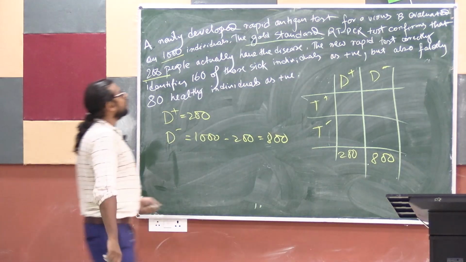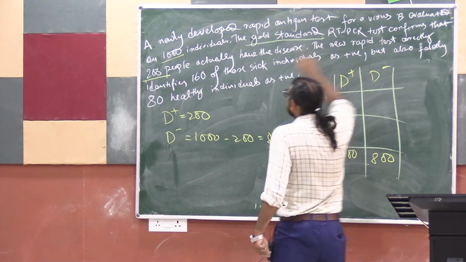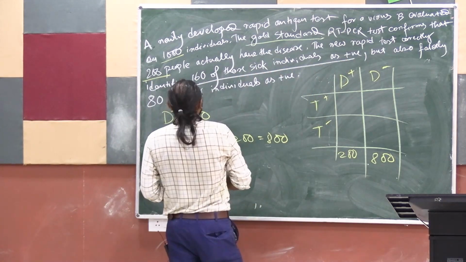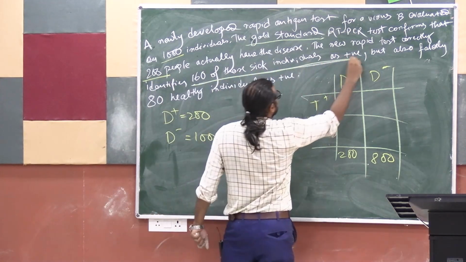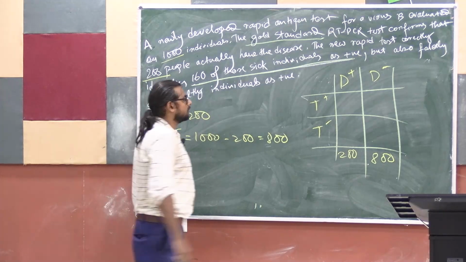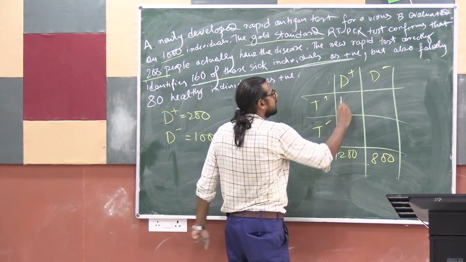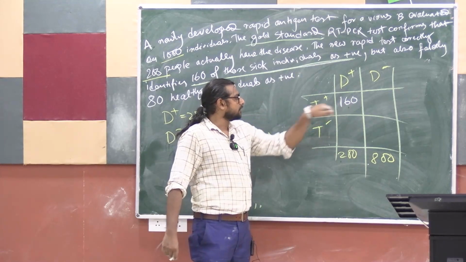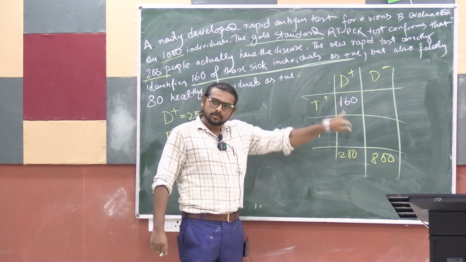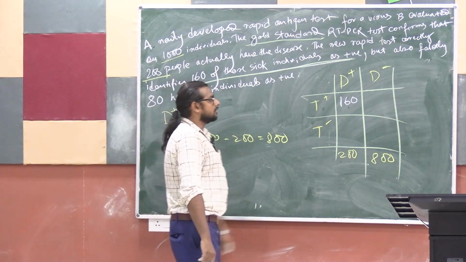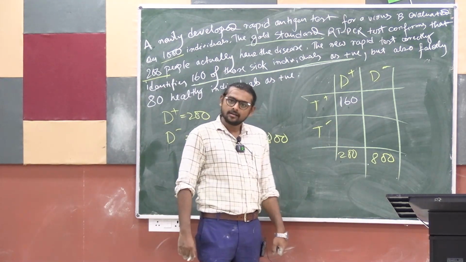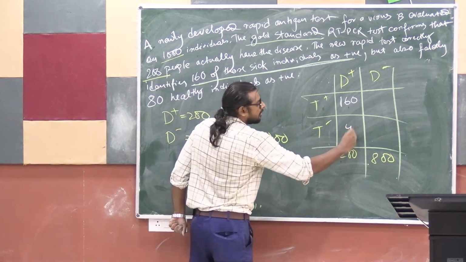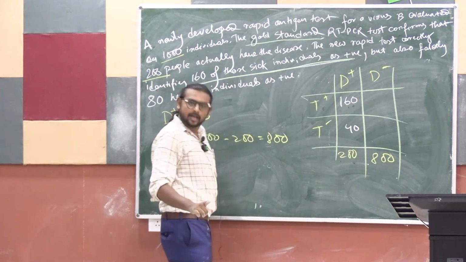Now, the new rapid test correctly identifies 160 of those sick individuals as positive. Sorry, I use this chalk. Correct? So 160 comes here. Out of 200, 160 are actually correctly identified by the new test. So it is positive. So how many are left? 40. You have to do this by hand. Not everything will be provided. Adds up to be 200. Correct?